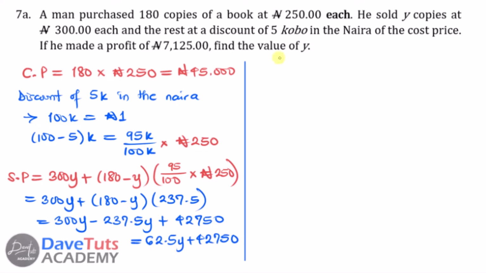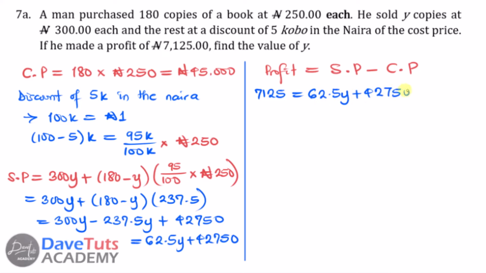What is our profit? We know that profit, when we are talking about commercial mathematics, is nothing but the selling price minus the cost price. Had it been that we are talking about loss, we would have been talking about cost price minus selling price. But since he made profit, that means his selling price is greater than his cost price. So looking at what we have, the profit is 7,125, which is equal to the selling price we got as 62.5Y plus 42,750.